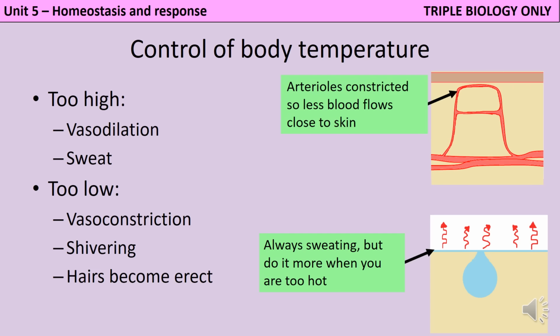When the body is too cold, vasodilation is reversed in a process called vasoconstriction. The arterioles constrict and therefore less blood can flow close to the skin. Additionally, the muscle cells may start contracting when you shiver, and this also releases heat energy. And also hairs on the skin become erect in order to trap warm air.